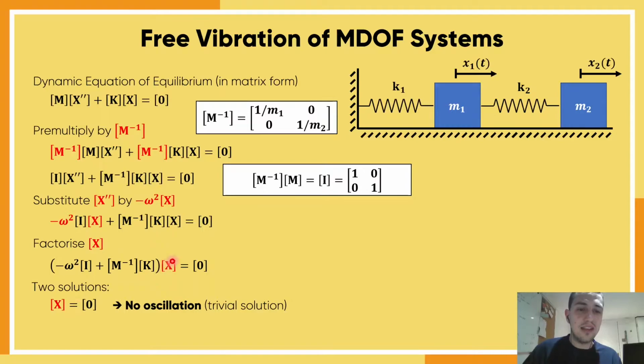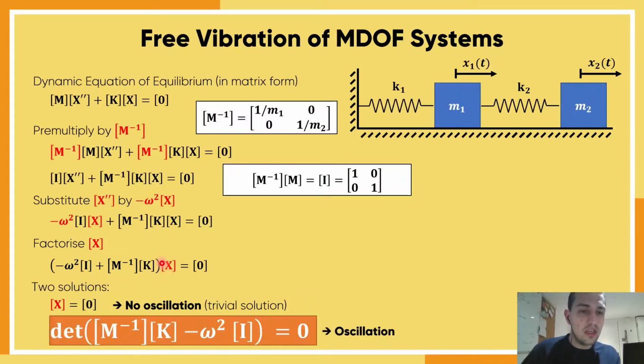Remember that this x is the vector that defines the displacements of our masses. So to say that x is 0 is not interesting at all, because we're just saying that our system is not vibrating. So even though this is in equilibrium, we're not looking at this solution. What we're actually looking at is this term, and that's probably the most important equation of today: this term has to be equal to 0.